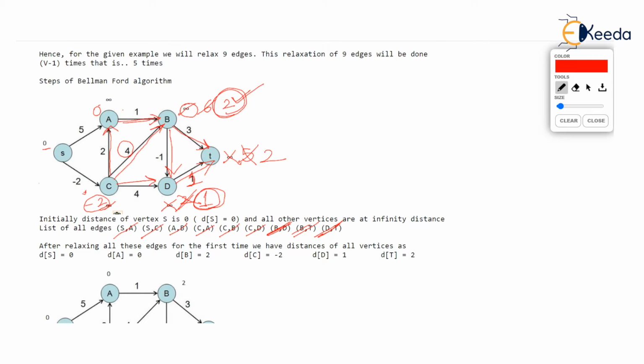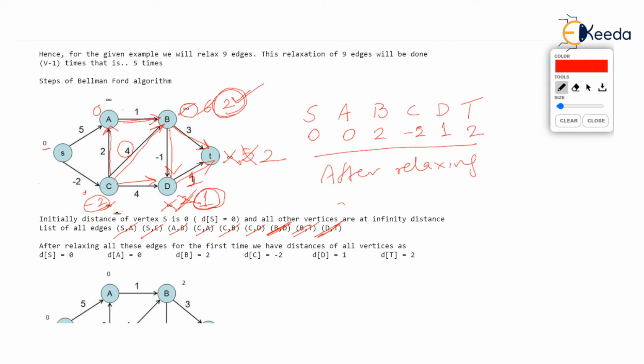So now note the distances of S, A, B, C, D and T are 0, 0. A is also at 0, B is at 2, C is at minus 2, D is at 1 and T is at 2. These are the new distances, isn't it? After relaxing all the edges, that's important, all the edges, only first time we have done this. And remember, we have to do this 5 times. This procedure has to be done 5 times because there are 6 edges. So relaxing all the edges is done V minus 1 times.